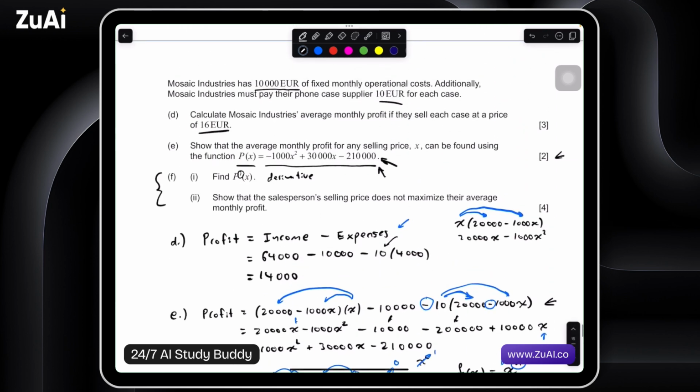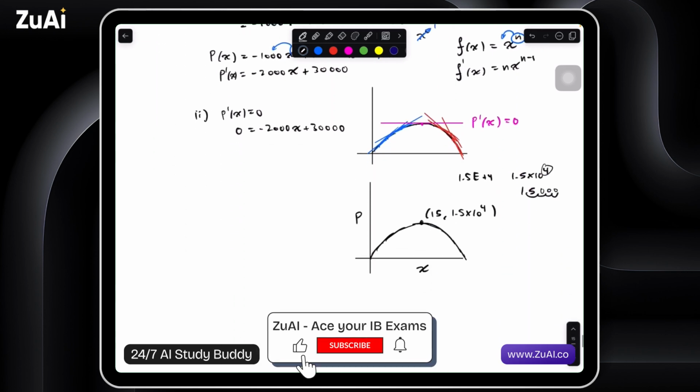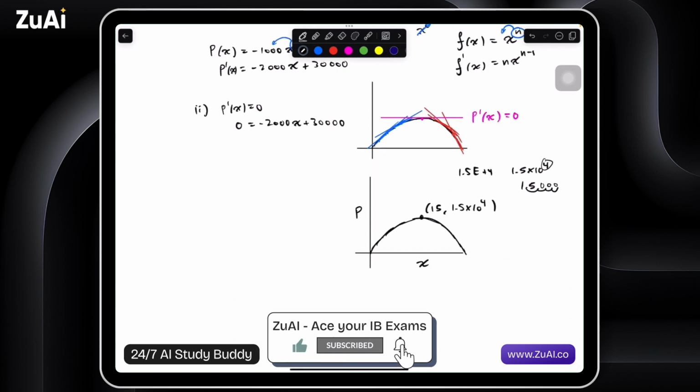So how can we show that the salesperson's selling price does not maximize their average monthly profit? Well, we saw that the maximum profit occurs when we price our phones at $15.